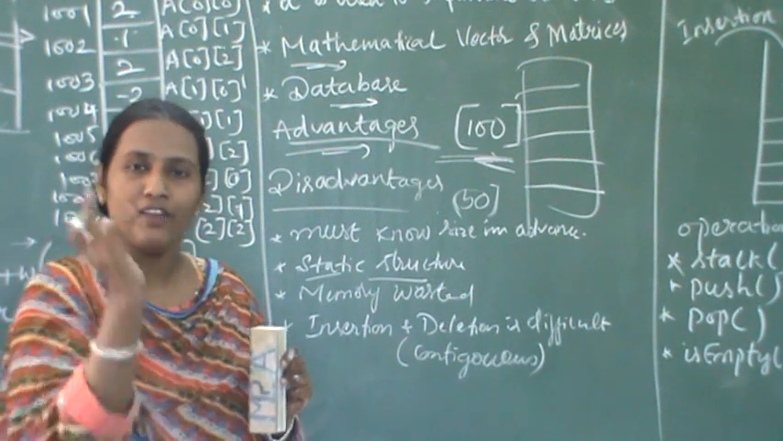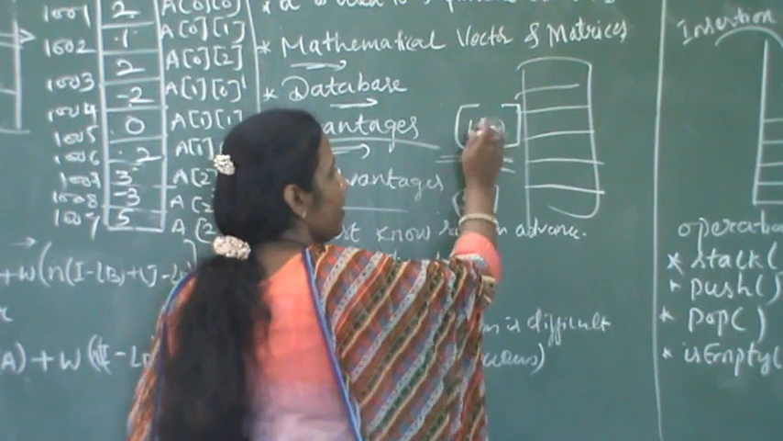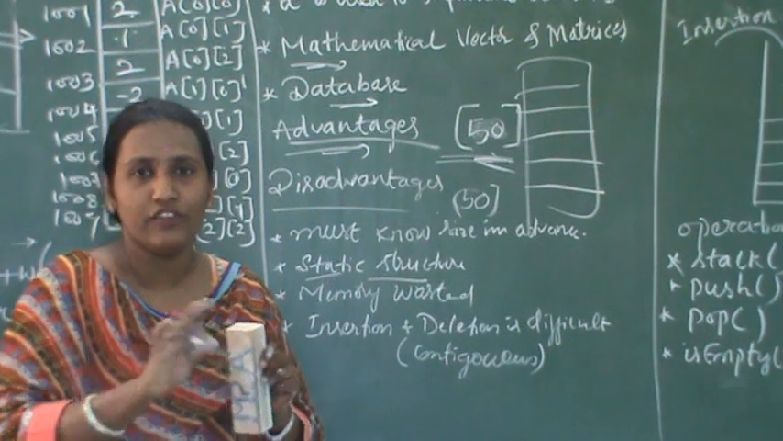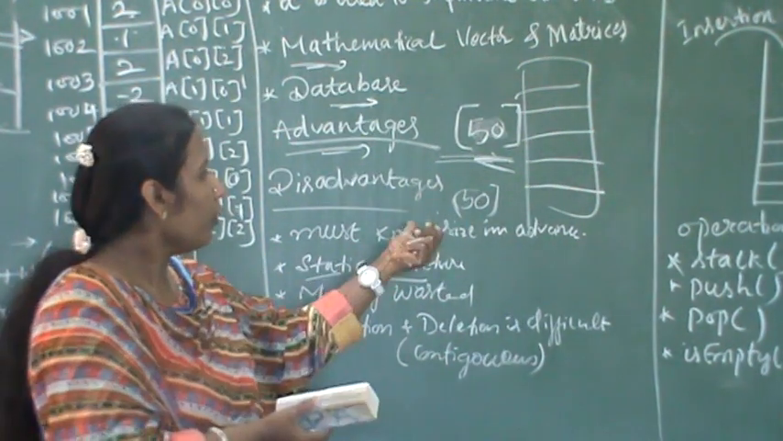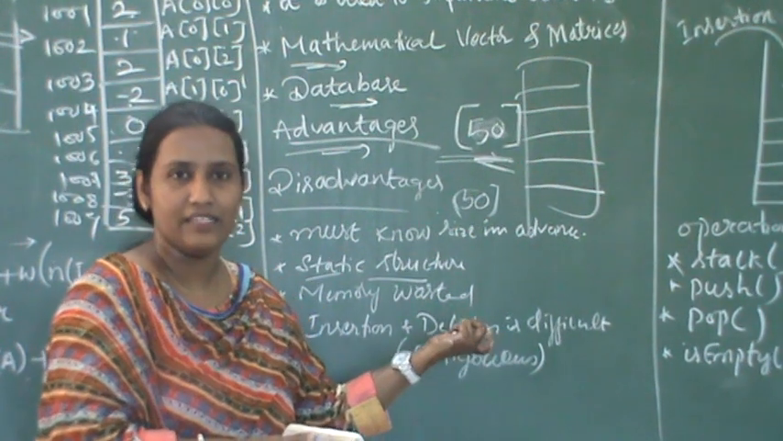If you want to do it again, we have to go to the program and change the size of this. Instead of 100, we have to give 50. But when running, we can't change it. So in order to overcome that difficulty, what happens? Again, the array will create a disadvantage.